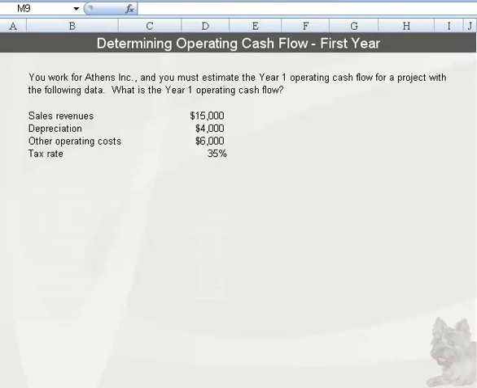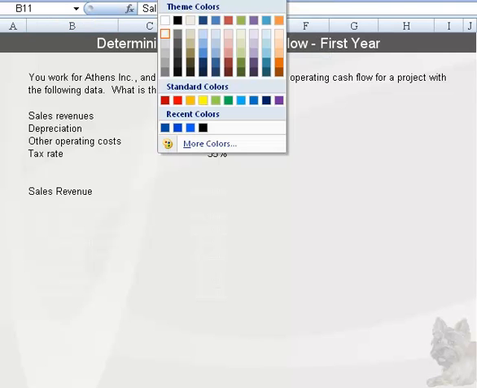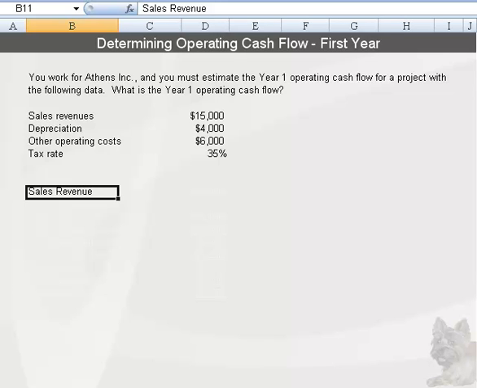All right, let me move the mouse over, and I've worked this ahead of time to save a little time, but we'll just bring this to light now. Okay, so what we know is, first thing we want to do is start off with the sales revenue. And that's 15,000, and that's just taken from above. Okay, so I'm just going to bring the colors to light because I've worked this ahead of time.